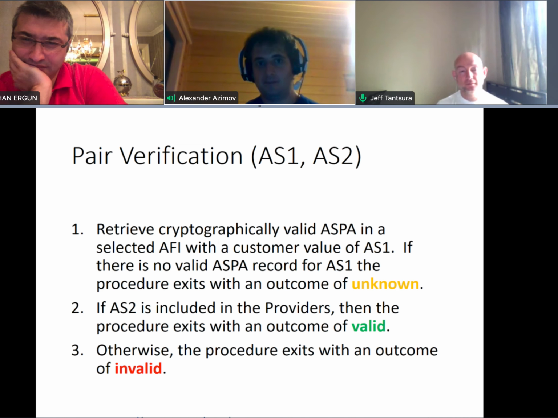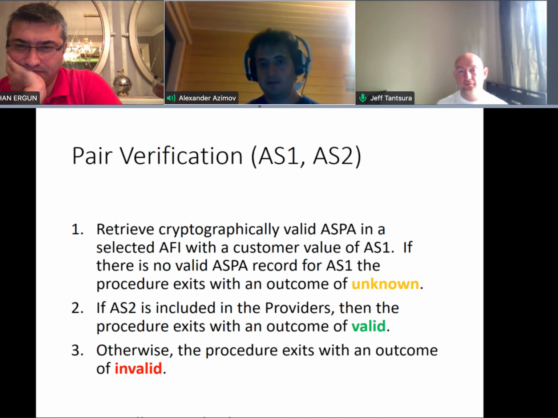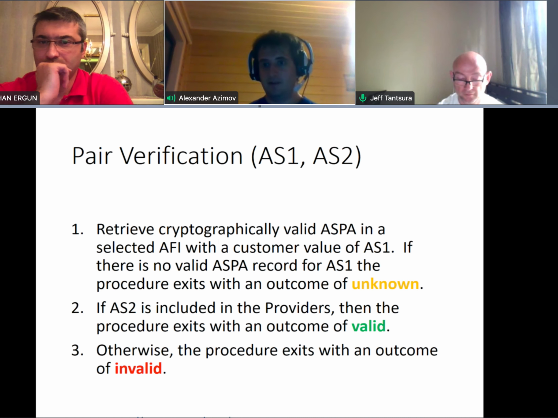Let's take a look at the pair verification procedure. It's very important. It looks familiar for us because it was what we have had in ROA. But here we don't have candidates because we have a simple record with a list of providers. So to verify that the pair is correct, the correct pair of customer to provider, for autonomous system 1, we are retrieving a record for autonomous system 1. If there is no record, the state will be unknown. We don't know if the pair is correct or incorrect. If AS2 is included in the list of registered providers, it's valid. If AS2 is not included in the list, it's invalid. So it's very, very simple.